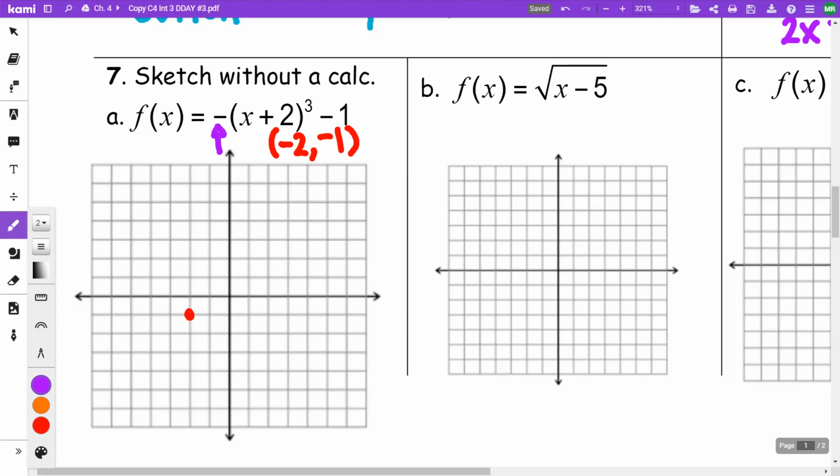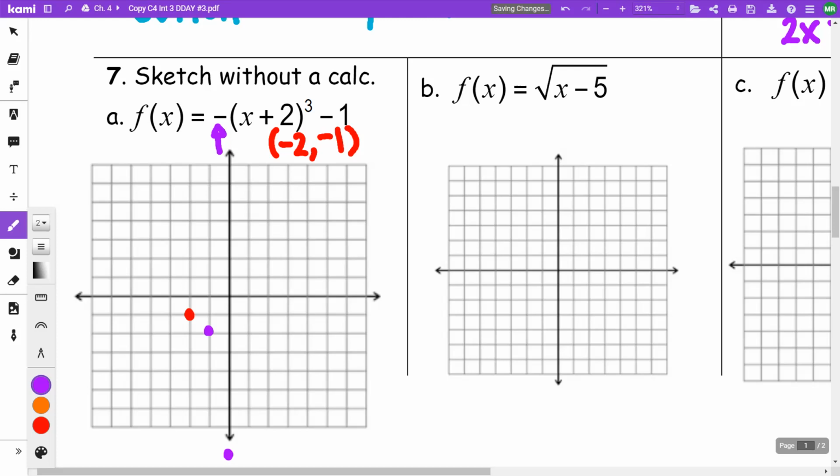I'm going to cube 1, which I would normally go up 1, but because of the negative, I'm going to go down 1. I'm going to come out 2. 2 cubed is 8. I'm going to times that by a negative, so I'm going to go down 1, 2, 3, 4, 5, 6, 7, 8. I'm just going to approximate.